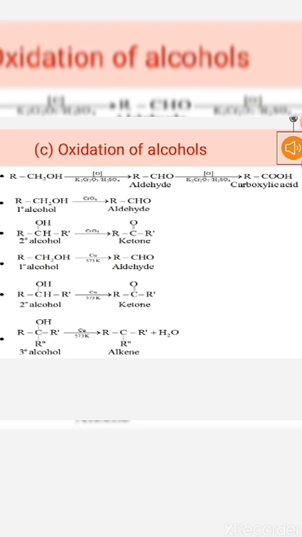Oxidation of alcohols. This is one of the important reactions because different important products are formed. Whenever primary alcohols are oxidized, we get aldehydes, while on oxidation of secondary alcohols, we get ketones. Sometimes alcohols directly oxidize into carboxylic acids also, and that will depend on the oxidizing reagent we are using.